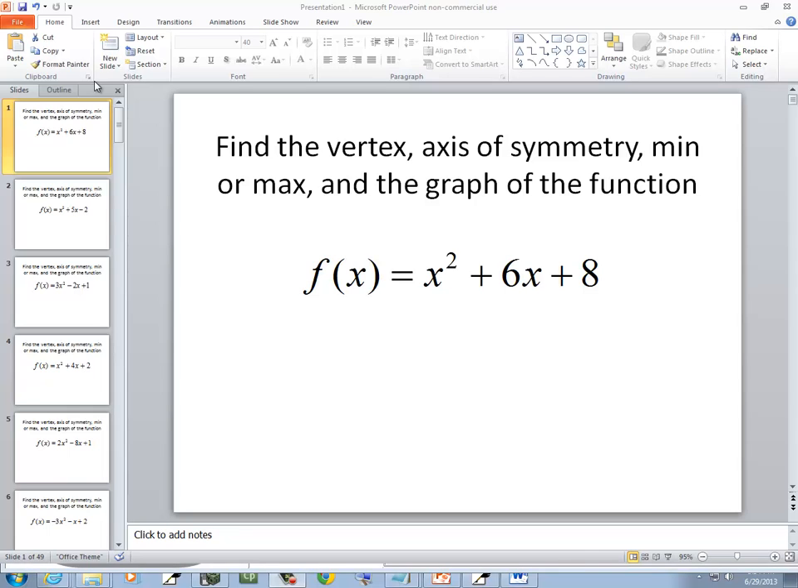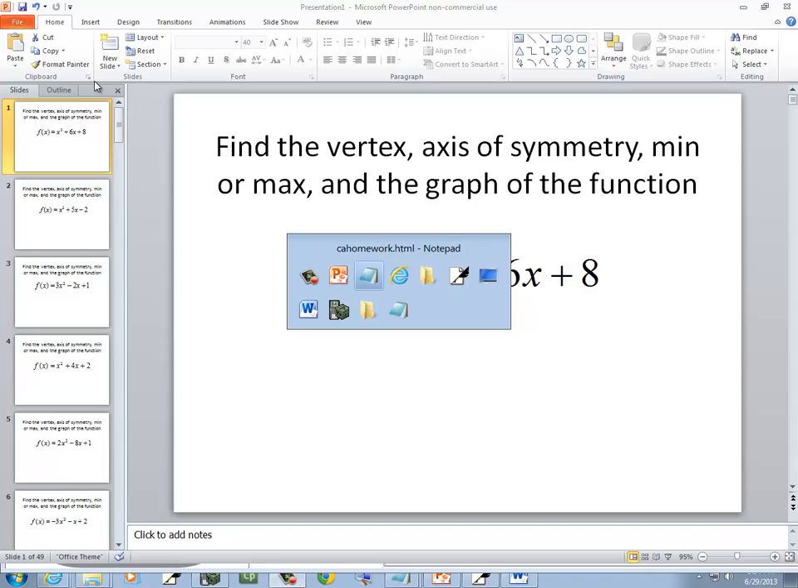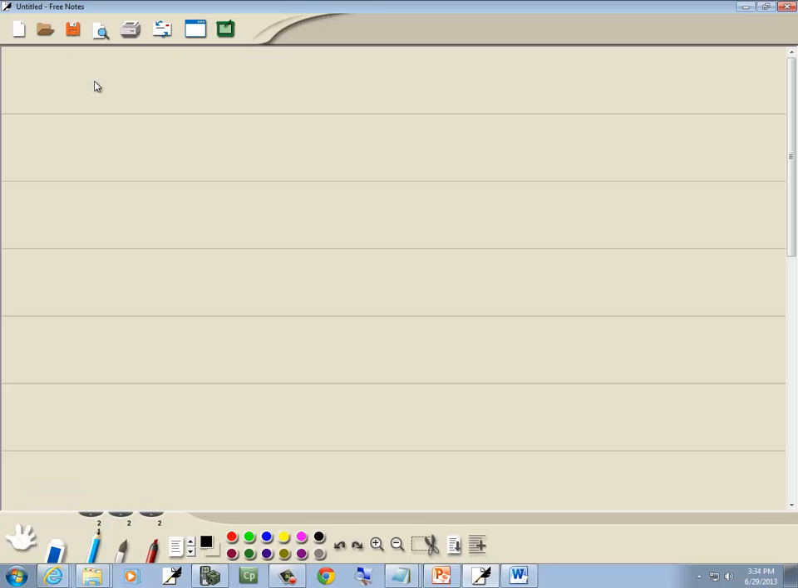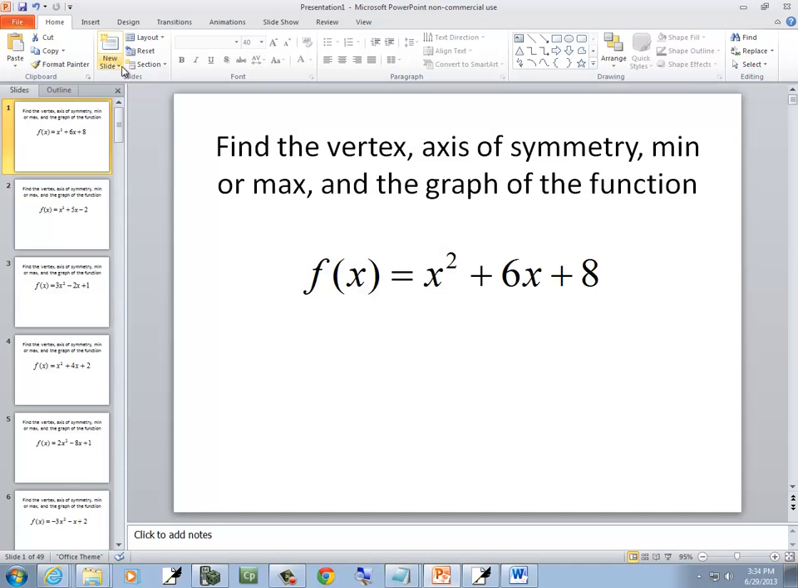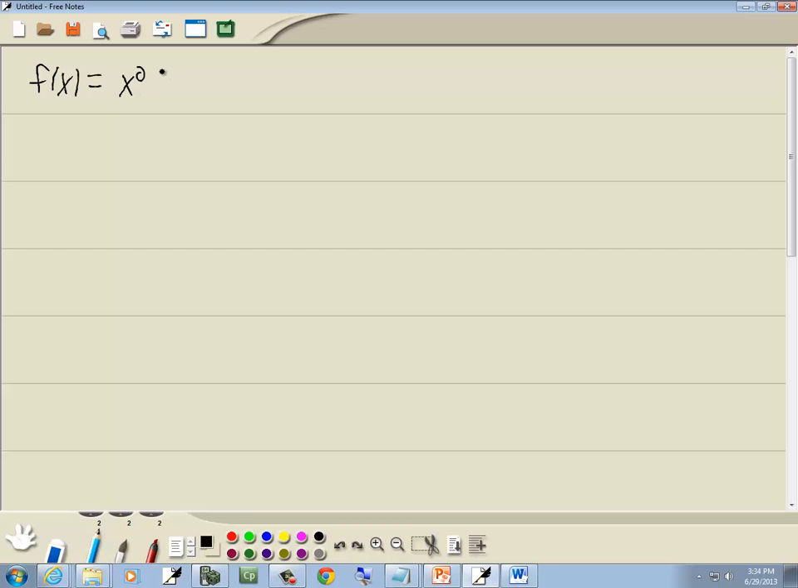In this problem we want to find the vertex, axis of symmetry, min or max, and the graph of the function. So we've got f of x is equal to x squared plus 6x plus 8. Now this isn't in standard form, so we have to use the vertex formula. First, let me write that down.